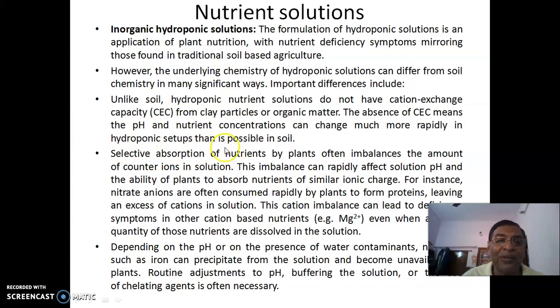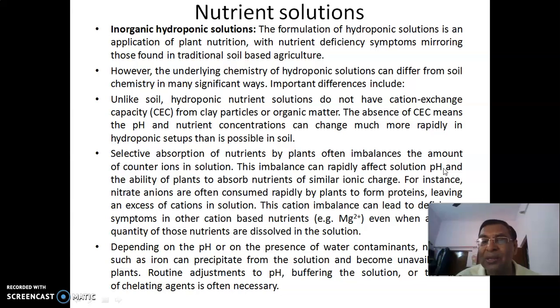Selective absorption of nutrients by plants often imbalances the amount of counter ions in solution. Counter ions means, for example, if you have NaCl, Na+ and Cl- are called counter ions. So there's nothing big here. What is happening is selective absorption of nutrients by plants, which often imbalances the amount of counter ions in the solution. There will not always be equal plus and minus ions in the solution. This will change because of the absence of cation exchange. So this imbalance can rapidly affect the solution pH.